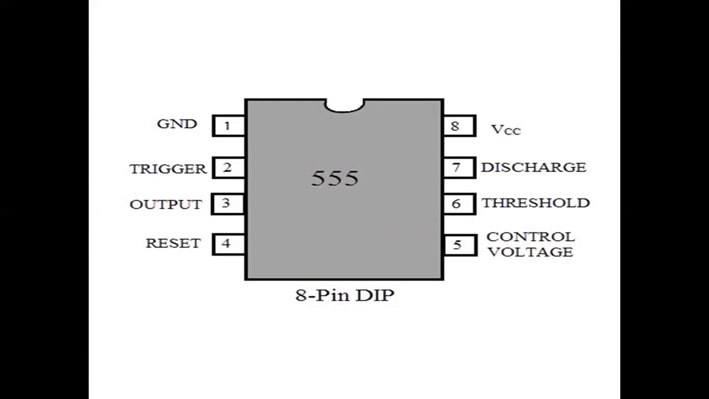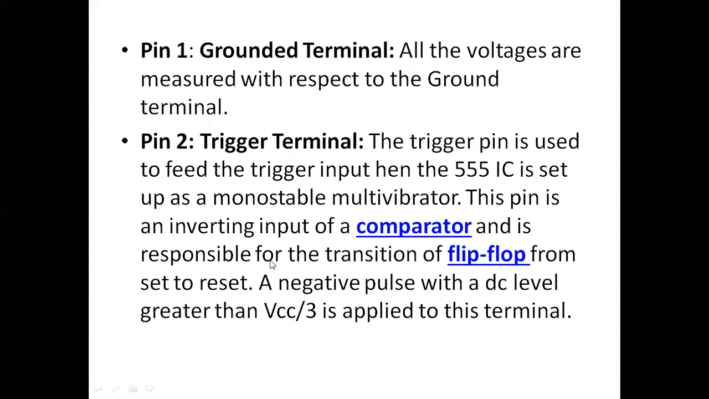So mainly we have the pins as first one ground pin, second pin is trigger input pin, third pin is output pin, fourth pin is reset pin, fifth pin is control voltage, sixth one is threshold voltage, seventh one is discharge pin, eighth one is VCC pin. So that is the supply pin, DC supply pin. So here we have the 8 pins for the IC. So first pin is ground pin. So all the voltages are measured with respect to this terminal, the ground terminal.